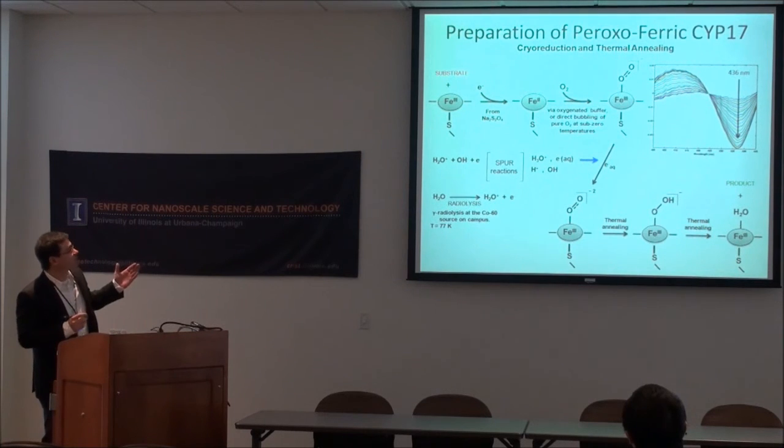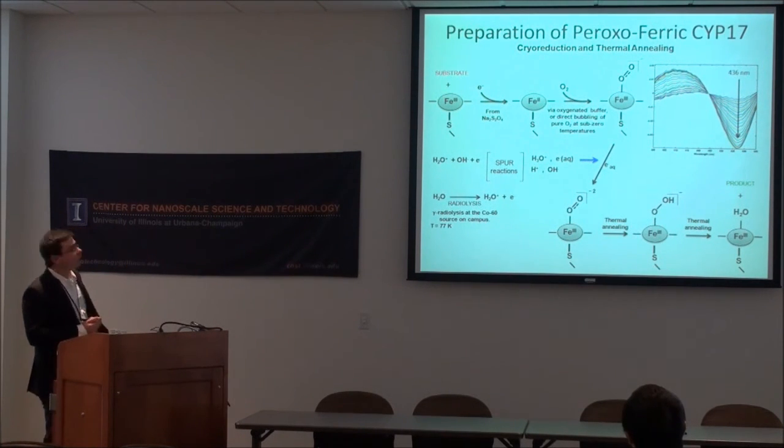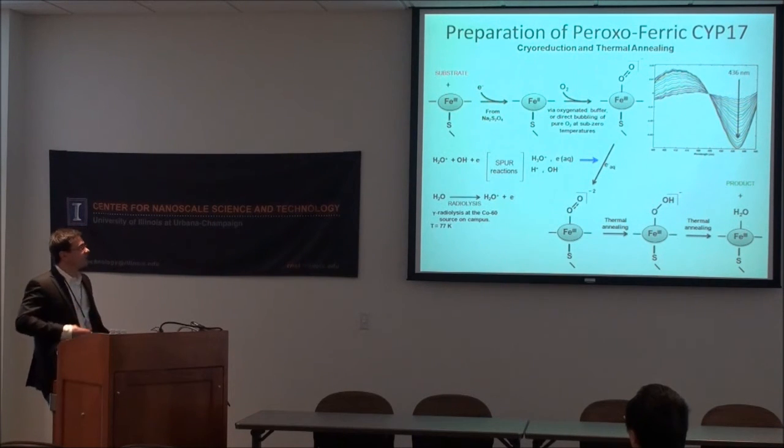And the way that all this works is that you begin, this is the experiment that we do here, you start with your ferric enzyme, add substrate, chemically reduce with dithionite, then you bubble in oxygen at low temperature, say minus 30 Celsius, so that this is stable enough. Then you freeze to 77 Kelvin, irradiate with gamma radiation, which provides, among other things, solvated electrons, which reduce this oxycomplex to the peroxoanion.